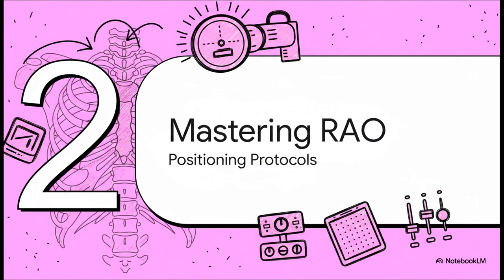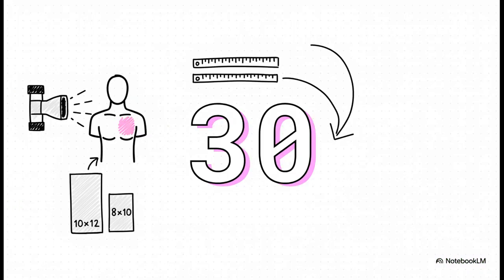Moving on to Section 2, Mastering the RAO position. Now, getting this right isn't just about how you turn the patient. Your equipment settings are absolutely crucial. 30 inches. Burn that number into your brain. For the RAO sternum, we drop our source-to-image distance way down to exactly 30 inches. We pair that with a nice tight 10 by 12 vertical collimation. Now, sure, if you're stuck using a standard 40-inch SID, you'd collimate down to 8 by 10, but 30 inches, that is your gold standard protocol.